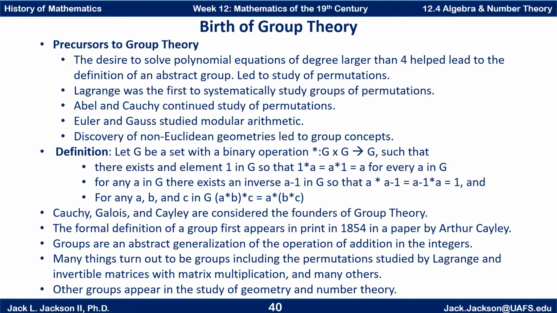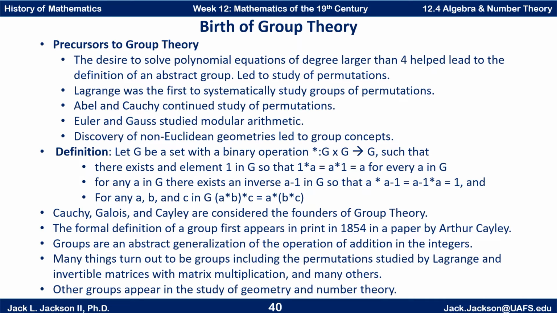Lagrange was the first to systematically study the group of permutations, and permutation groups are a big important part of group theory. Abel and Cauchy continued the study of permutations. Euler and Gauss studied modular arithmetic, which is tied in with group theory. And the discovery of non-Euclidean geometries, which we'll talk about in another video pretty soon in this playlist, also led to group concepts.